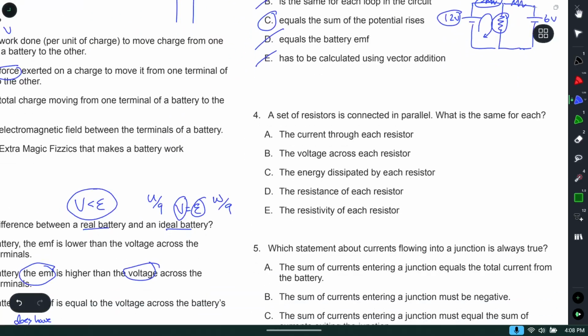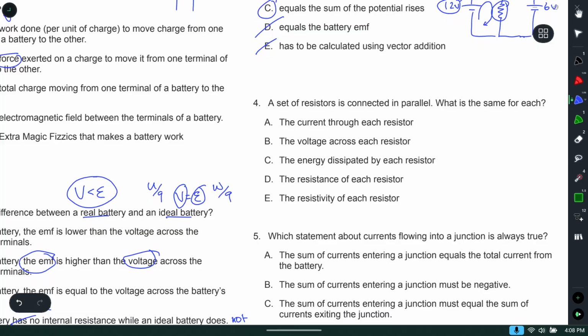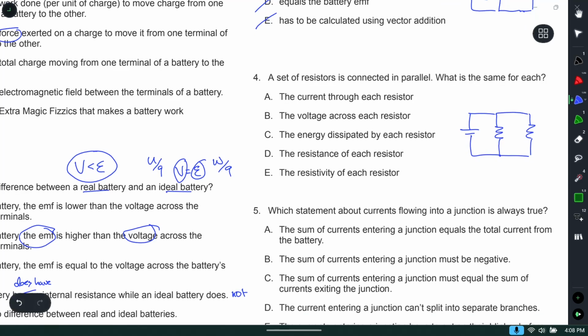Okay, a set of resistors is connected in parallel. What is the same for each? So in parallel is like this. This is the one that you can kind of imagine as if the battery is the escalator that lifts charge up. That charge has a choice of which resistor, which slide to slide down.